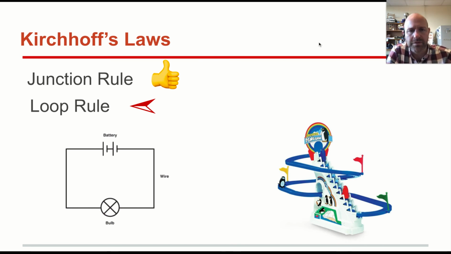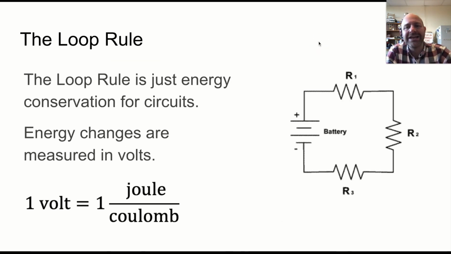Now it's time for the loop rule. The loop rule is about energy conservation for circuits. Energy in this case is measured in volts. Volts are joules per coulomb. A joule is our unit of energy, and each coulomb of charge that passes by can carry so many joules of energy. And that's what your battery voltage tells you, right?